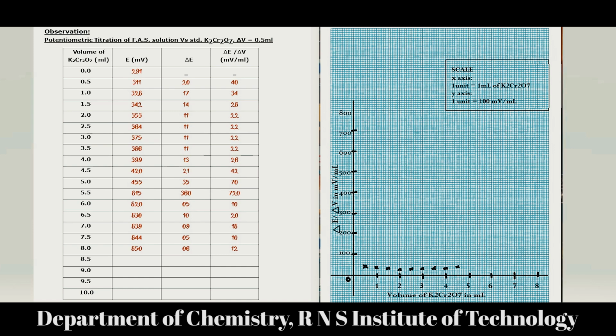Now if you see, for 5 ml, the value is 70. And for 5.5 ml, the value goes to 720. So for 5.5 ml, the value is 720. The next value for 6 ml is 10. So like this, mark all the points.